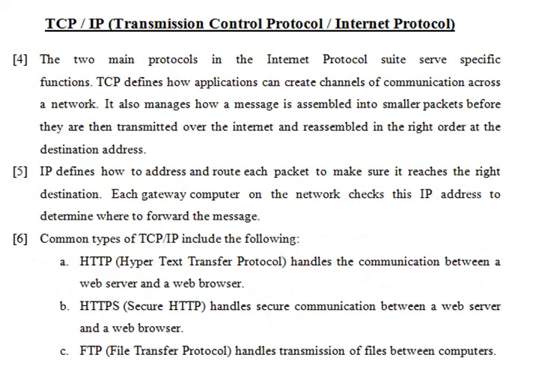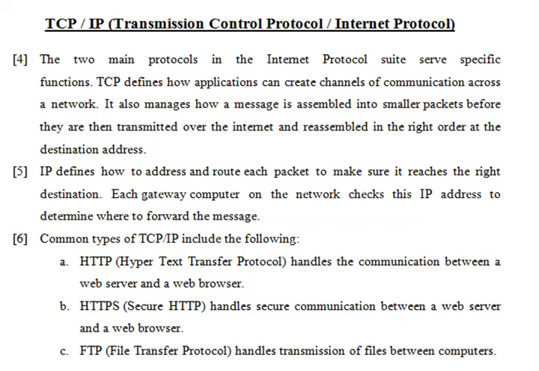The fourth point is the two main protocols in the Internet Protocol suite are TCP and IP. Each of them serves a different purpose. TCP defines how the application will create a communication across the network, and it is also responsible for fragmenting the message into small packets, and for reassembling those packets at the destination. IP, on the other hand, decides which route each of those packets will take so that it reaches the destination as quickly as possible.